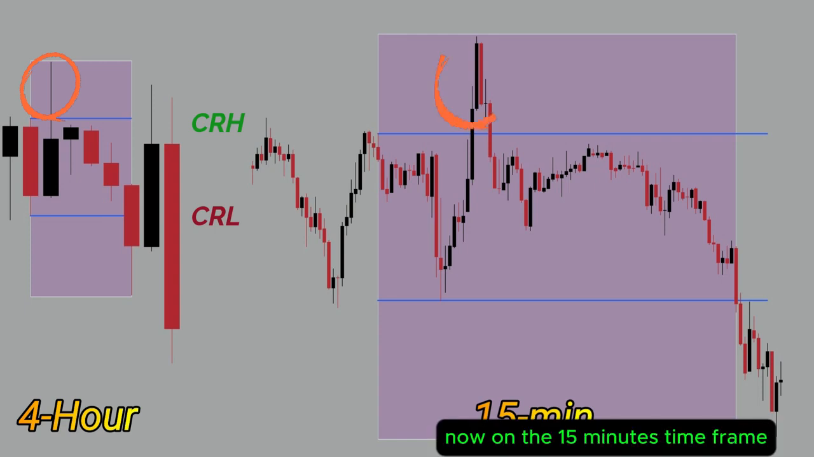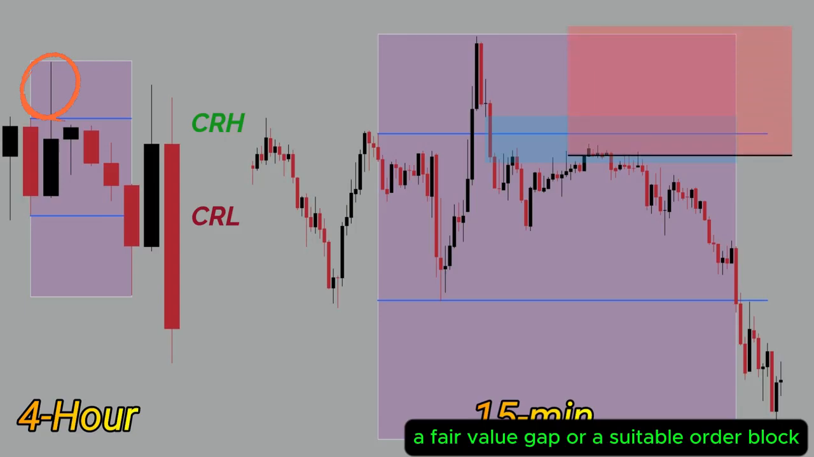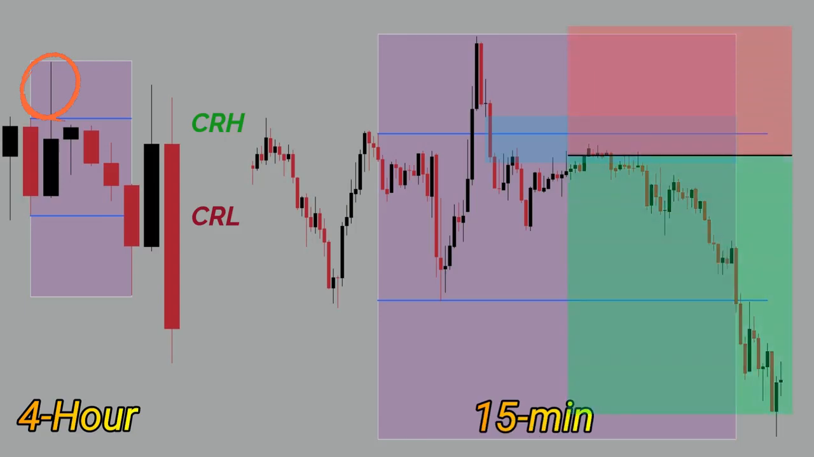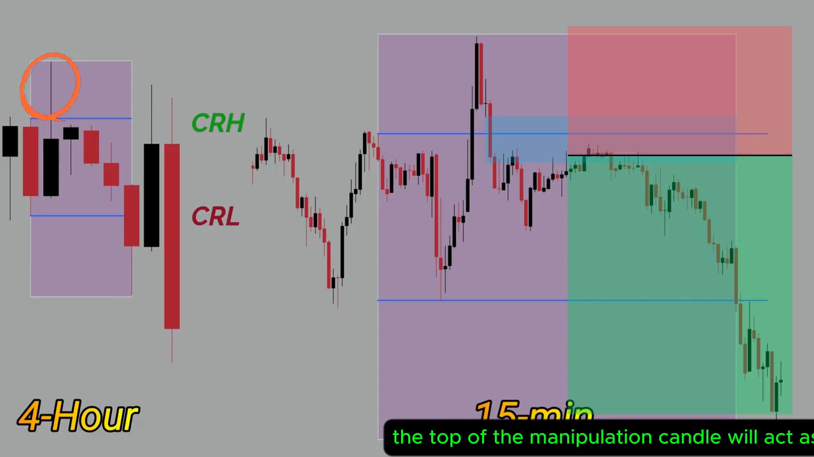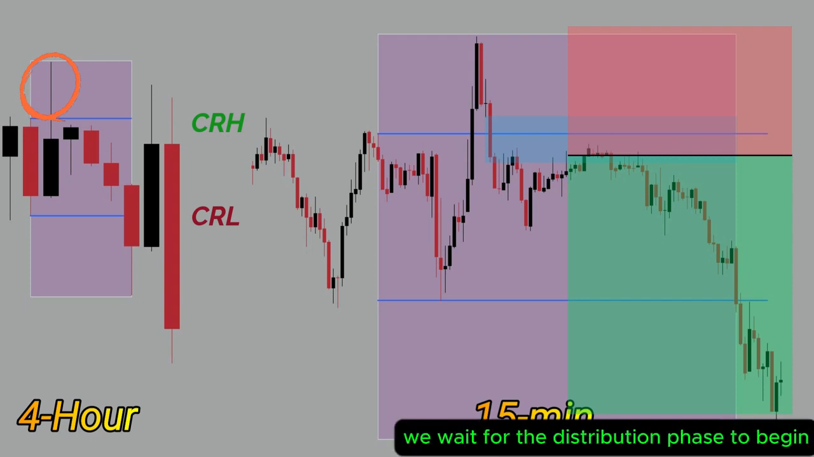Now on the 15-minute time frame, after equal highs and lows, the price breaks through the resistance. The range area potentially, this re-entry, takes out the stop losses of both buyers and sellers. As a result, both the accumulation and manipulation phases are complete. A fair value gap or a suitable order block could now serve as our entry area. The top of the manipulation candle will act as the stop loss, and the take profit will be positioned outside the range area. After opening a position, we wait for the distribution phase to begin, which may occur after several candles.